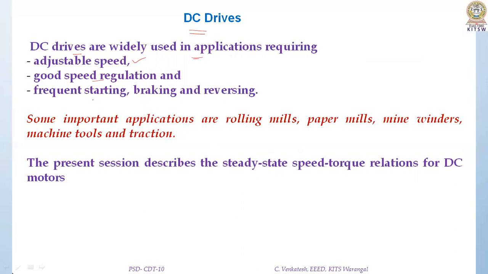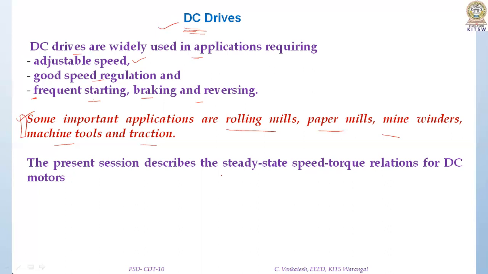Then DC drives are suitable whenever the application has frequent starting, braking, and reversing operations. So if there are frequent transient or dynamic operations in the drive, then DC motors are best suited, and hence DC drives find applications in such critical conditions. Some important applications: even now the industries use DC drives in cases like rolling mills, paper mills, mine winders, excavators, then machine tools, traction. So in large power applications, they still find DC motors.